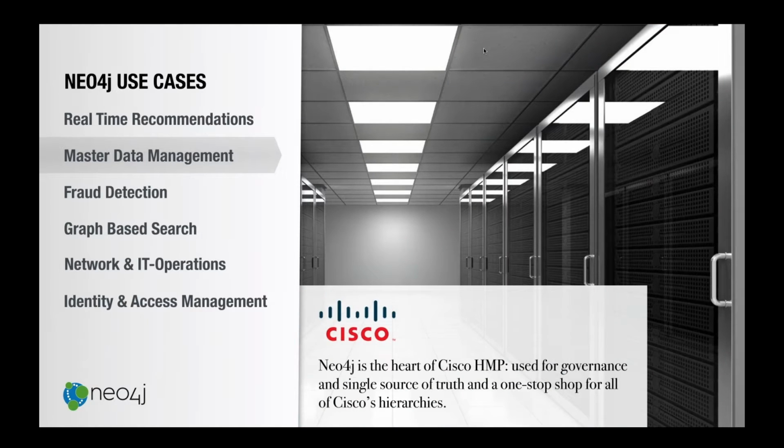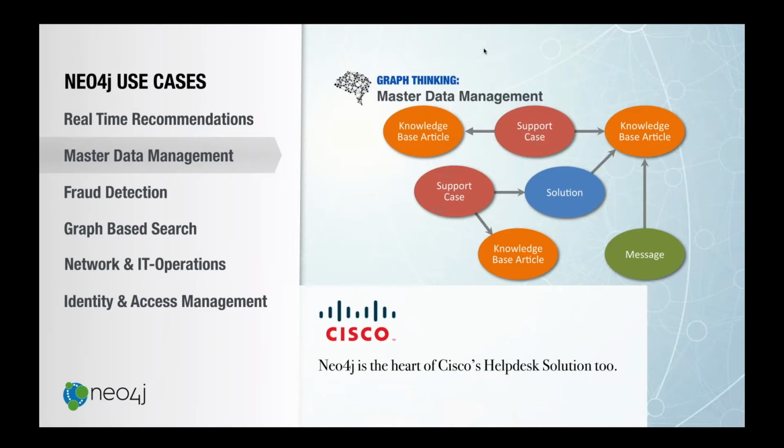Cisco uses Neo4j for this purpose to build a single source of truth, and also it's at the heart of their help desk solution. So being able to bring in information about support tickets, knowledge base articles, and messages from the messaging system with customers, to bring those all into one system, into Neo4j, to be able to make sense of what's going on with the help desk.